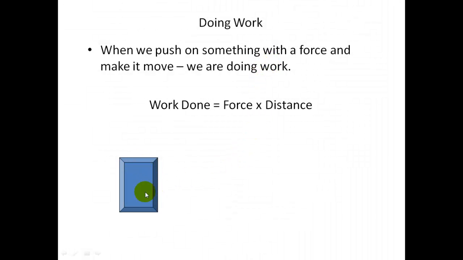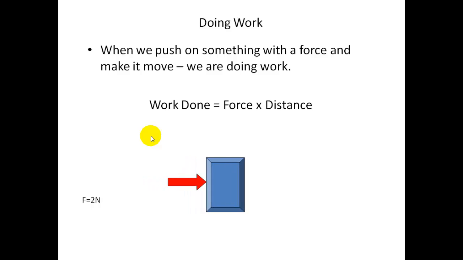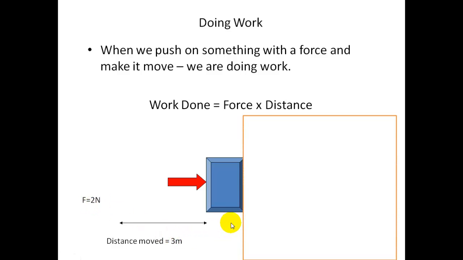An example. We have an object here. We need to find the work done in moving that object when we make it move. We apply a force, let's say 2 newtons. We make it move. The distance it moves is 3 meters. The work done is the force times distance. 2 times by 3 gives 6. 6 joules of energy is the work done in moving an object which needs 2 newtons to make it move through 3 meters.